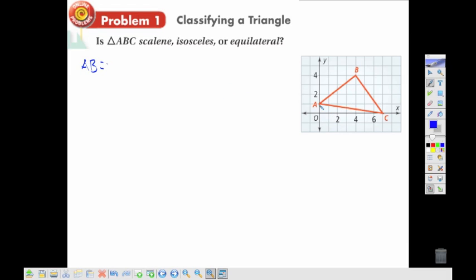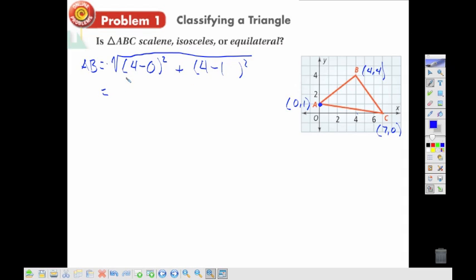First we need to find the coordinates here. So if we look at A, we can see that that's at 0, 1, B is at 4, 4, and C is at 7, 0. We'll plug these into the distance formula. Starting with AB, we have 4 minus 0, and for our y's, 4 minus 1. Simplifying that, 4 minus 0 is 4, which is 16. And 4 minus 1 is 3, so plus 9. And that's going to give us the square root of 25, or 5.